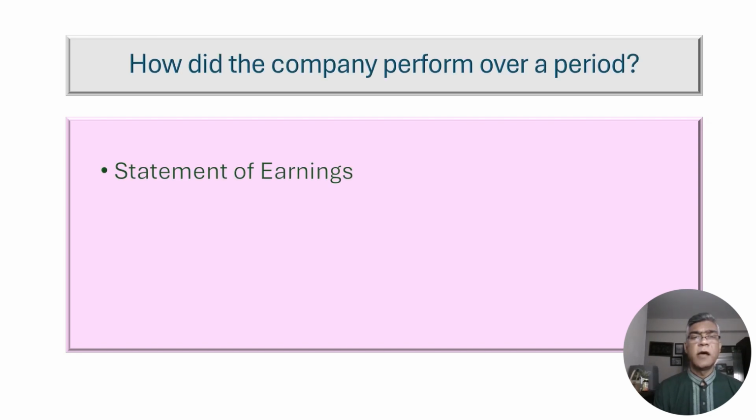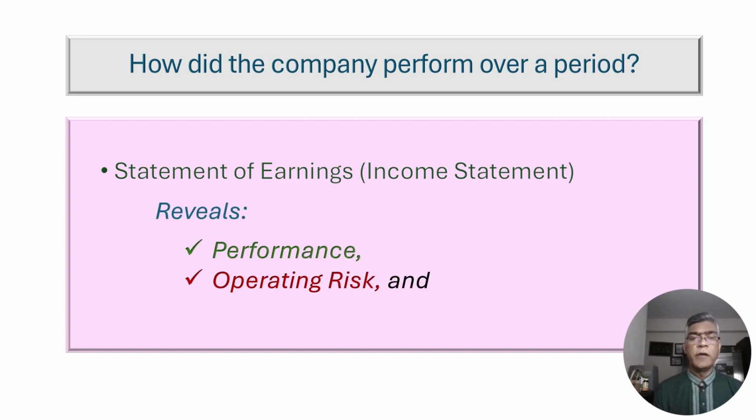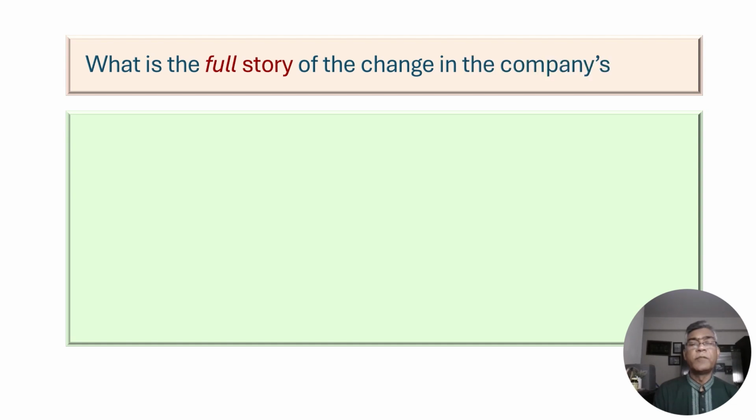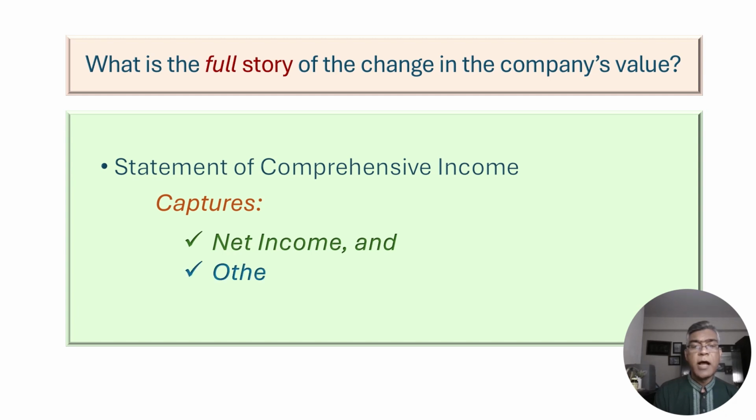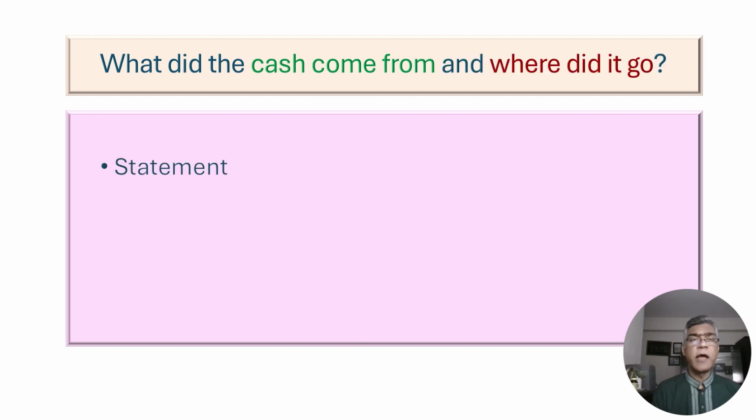The income statement or statement of earnings answers how the company performed over a period. It reveals performance, operating risks, and growth potential. Now here is where many students get confused. The statement of comprehensive income answers what the full change in company value is. It includes net income and other comprehensive income. This is where we capture non-owner changes in equity. The cash flow statement answers where the cash came from and where it went. It helps us assess quality of earnings.